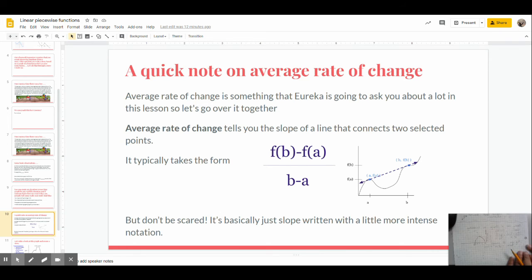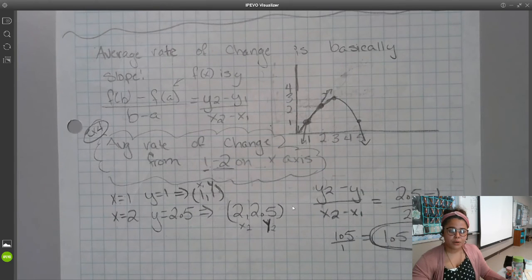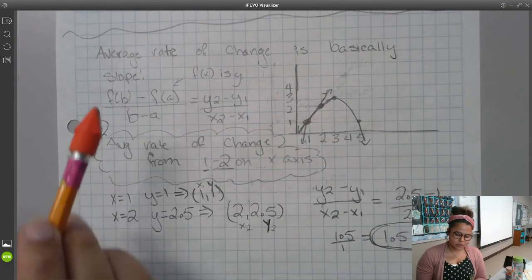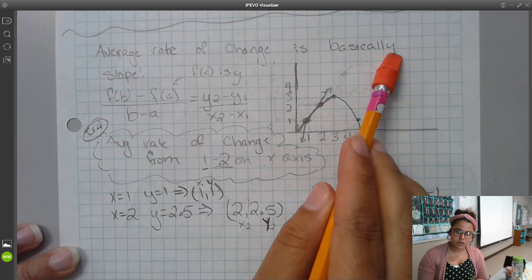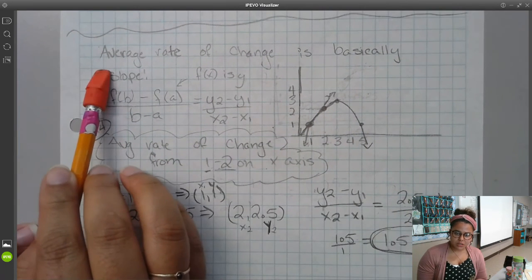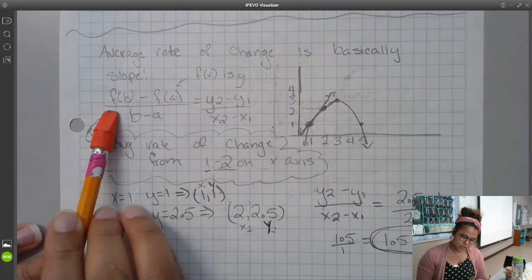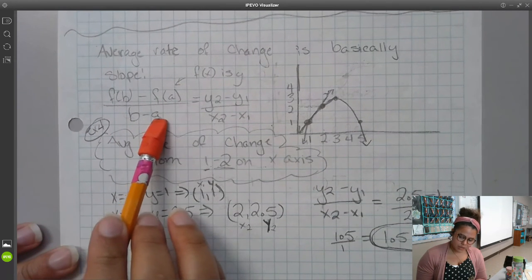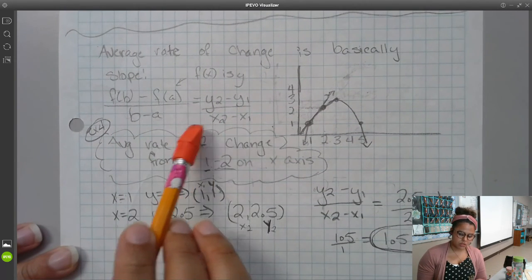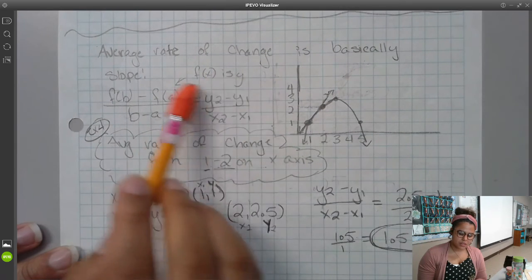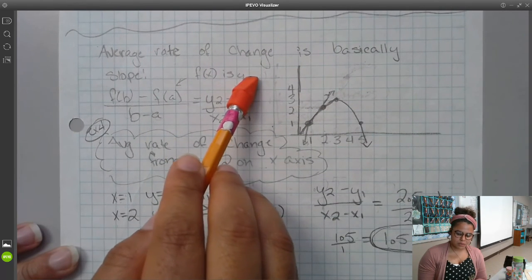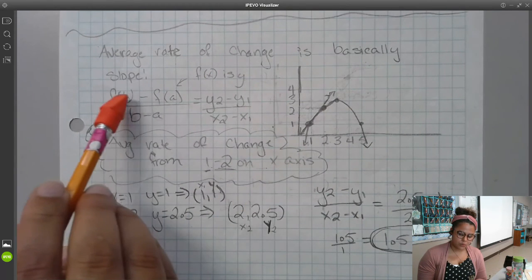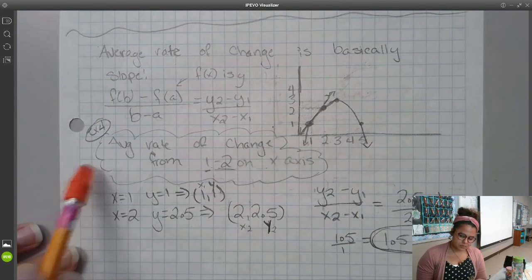Okay, so let's talk about average rate of change a little more specifically while we have the notes up. I wrote down that average rate of change is basically the slope, which is what we summarized in our slide. f of b minus f of a over b minus a is basically just y2 minus y1 over x2 minus x1, because f of x represents y. So it's just saying your y value at x value a and your y value at x value b.